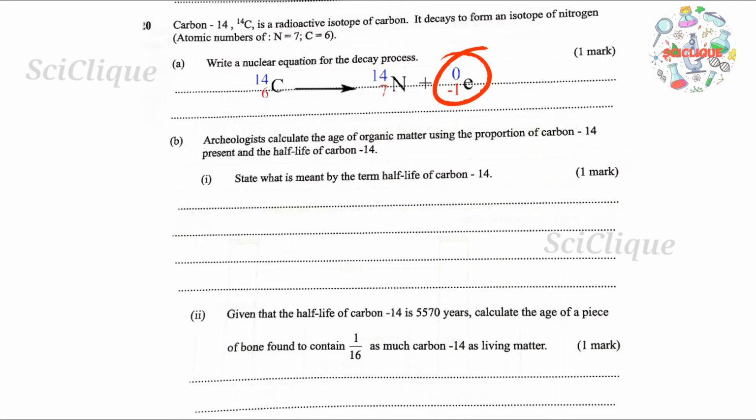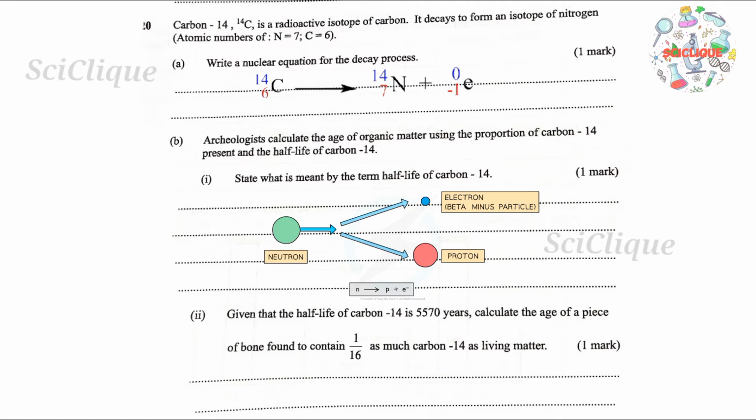Now with the beta radiation, how is it formed? You have a neutron that is present within the nucleus converting to a proton and an electron. Listen to that. So a neutron changes itself to a proton and an electron. Of course, the proton will remain within the nucleus, but the electron will then be ejected. And this is how it's illustrated because it has a negative charge.